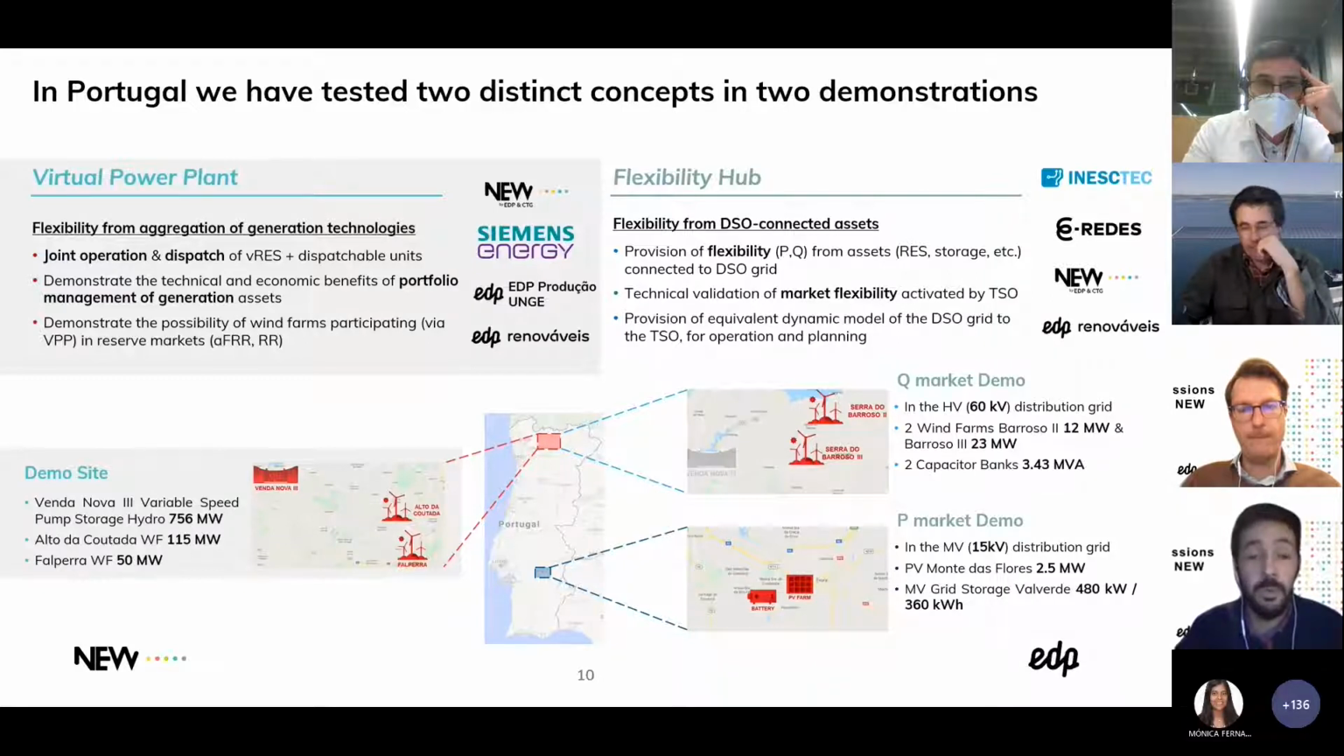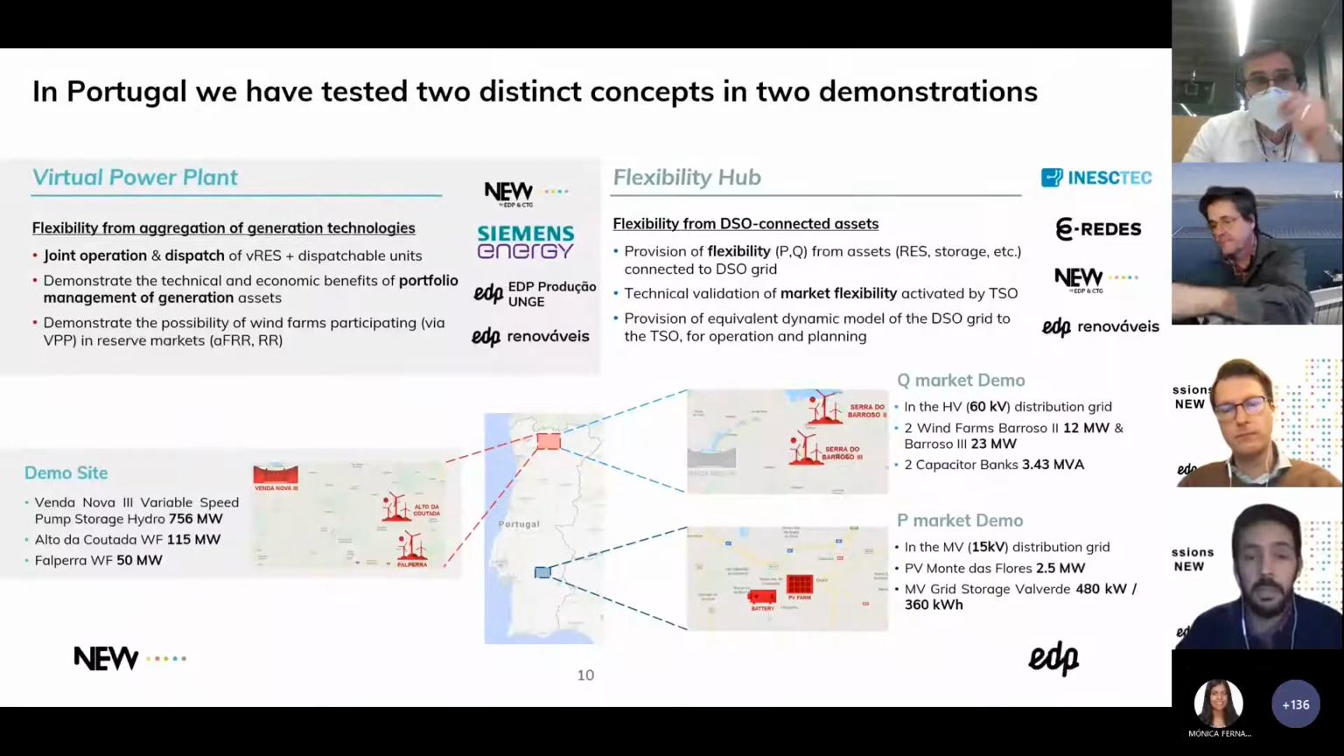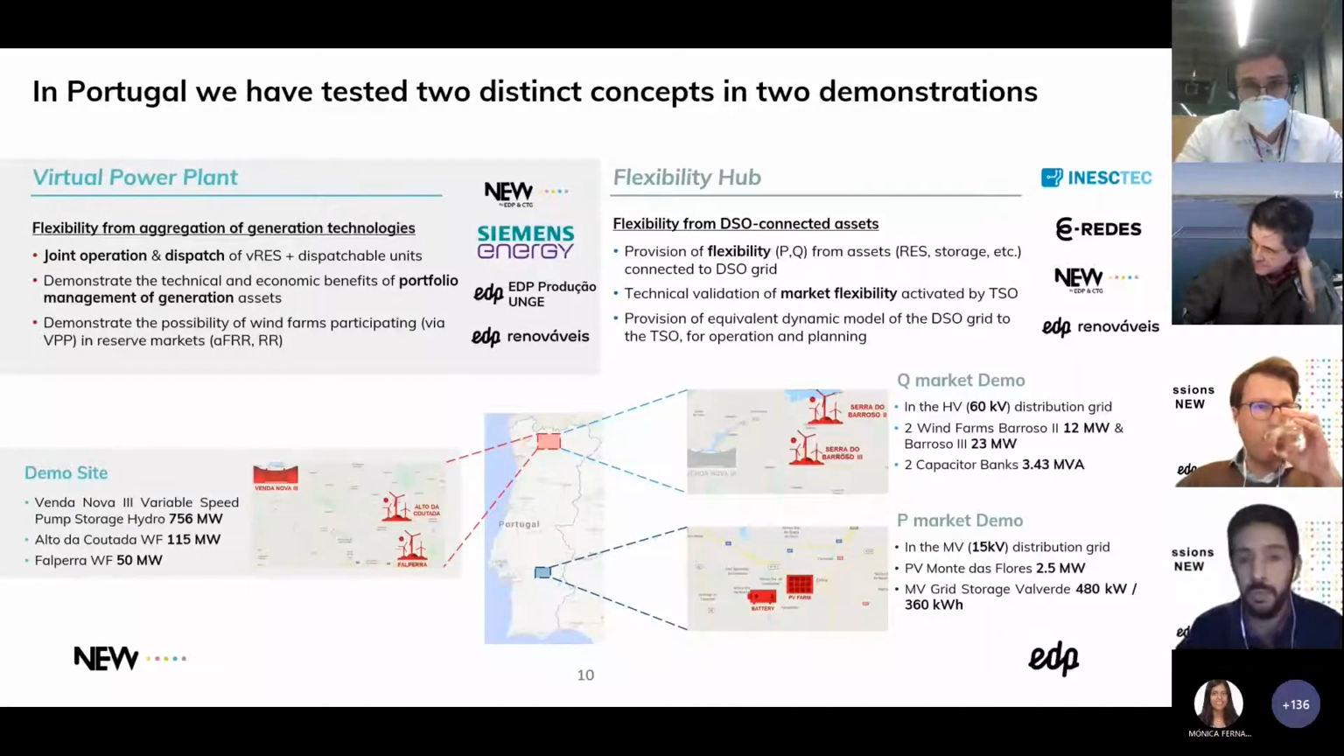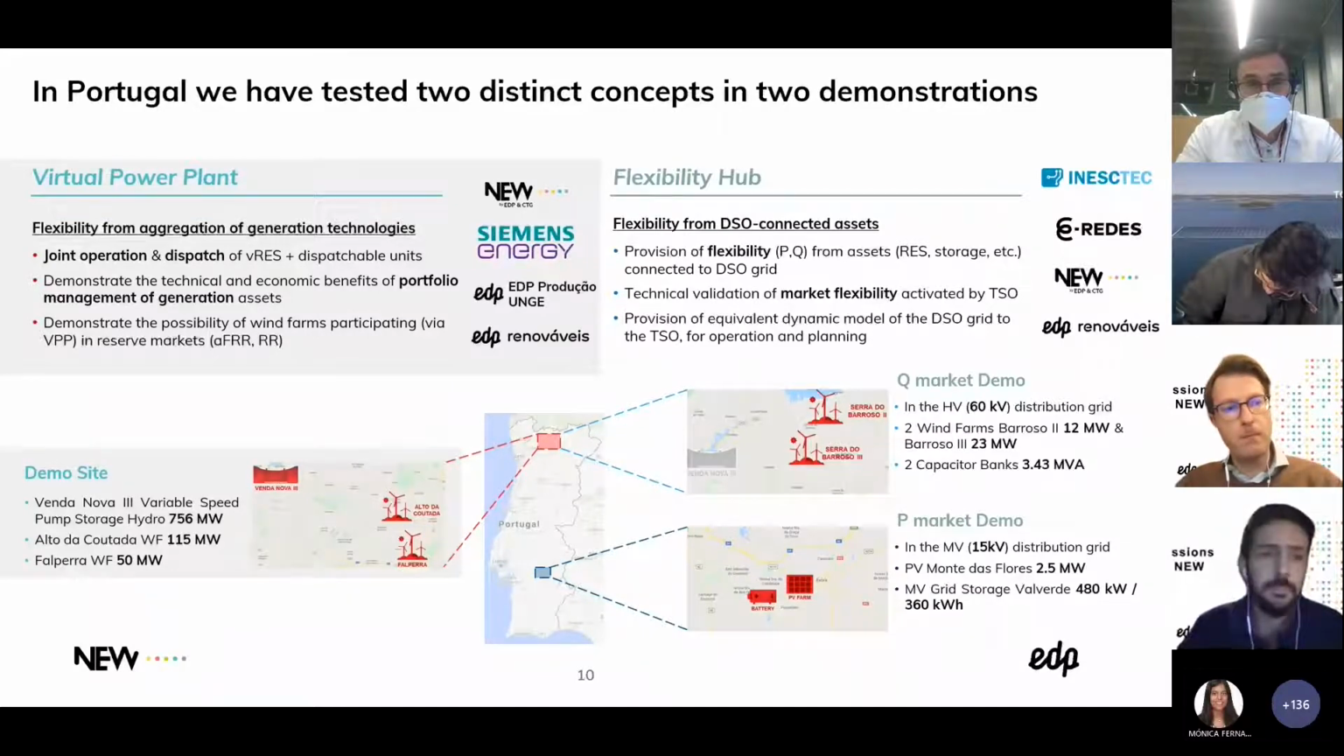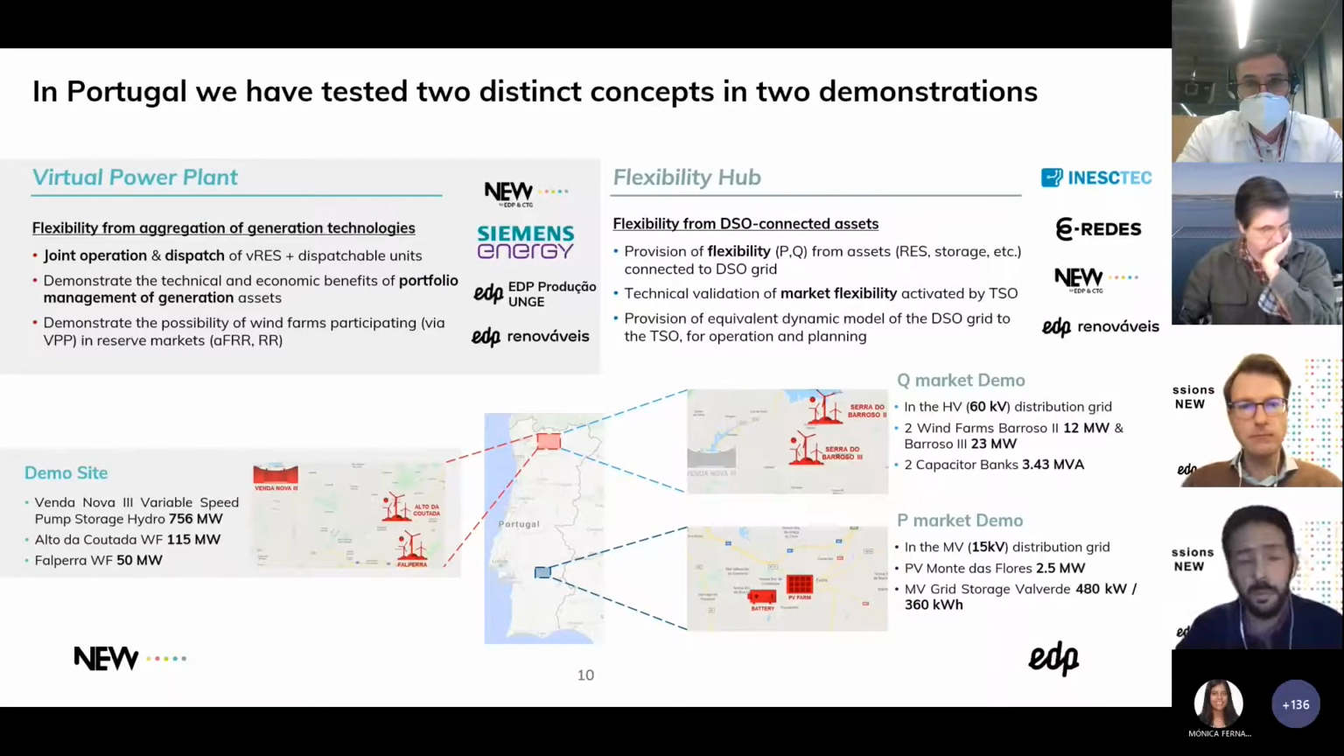For this, the consortium partners that we've gathered under this work package are ourselves, EDP NEW, Siemens Energy, EDP Produção as the hydro plant operator and owner, UNS, EDP's trading unit, and EDP Renewables, our renewable generation unit operator.